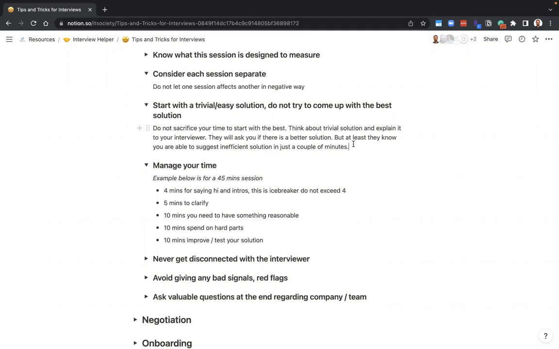If you are 100% sure, you don't have to go with the trivial solution. You can just go with the effective solution. That's totally fine. But you have to explain why you selected this effective solution and why it is effective.